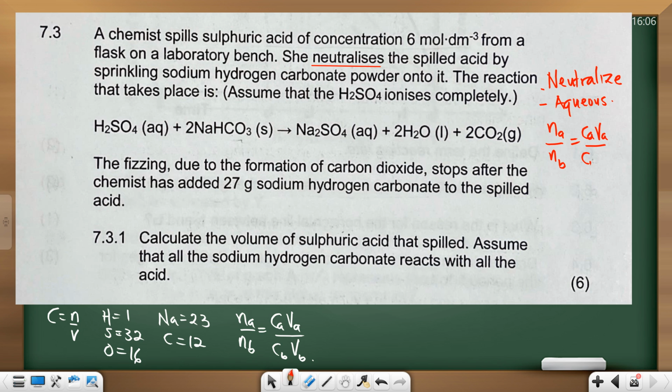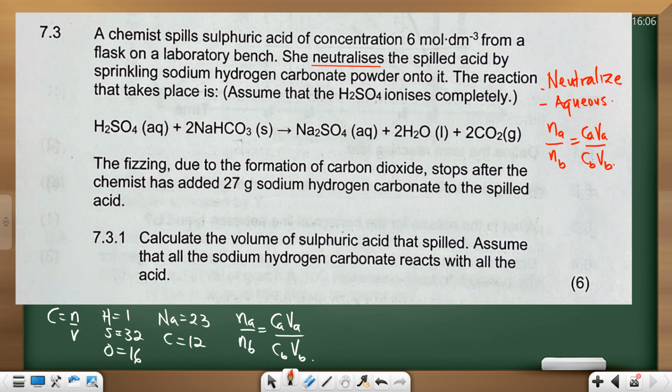Please take note. When do I bring in that formula? When I see the word neutralize, and I check my reactant and product, I see they are in what? Aqueous phase. Don't just bring that in; make sure it's aqueous. I see there's a problem here. One of them is not aqueous. So I don't know yet.